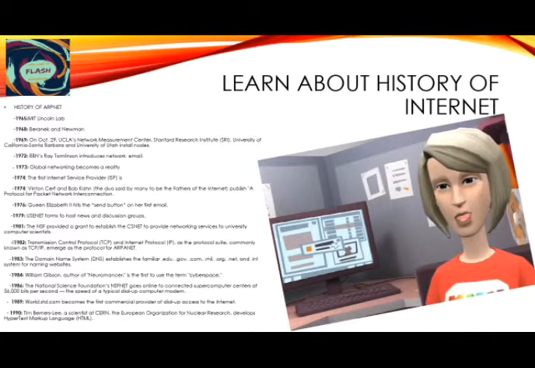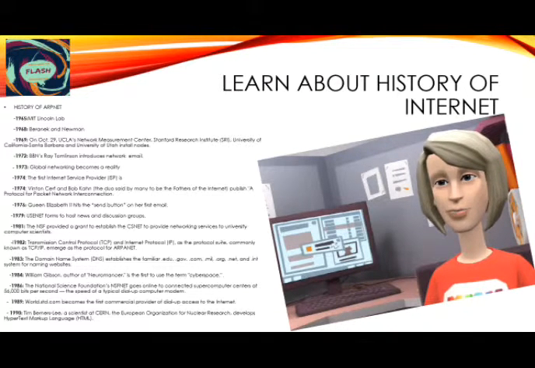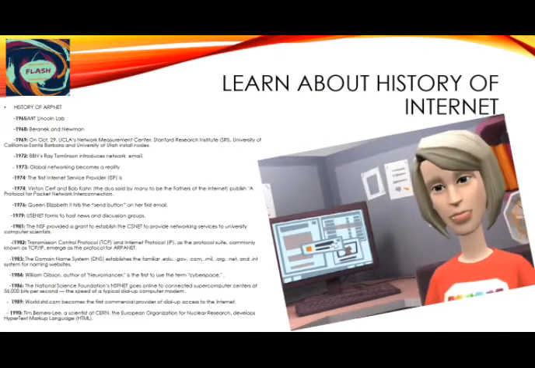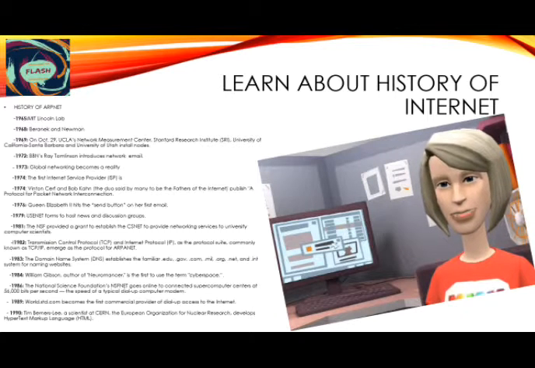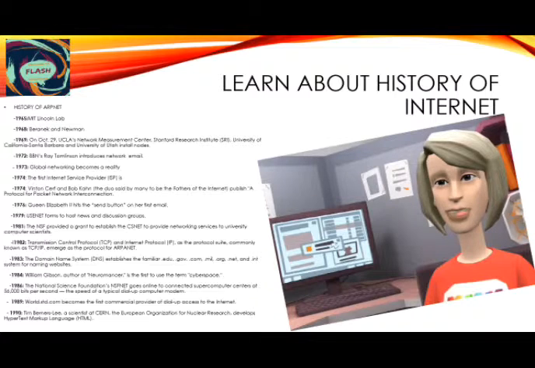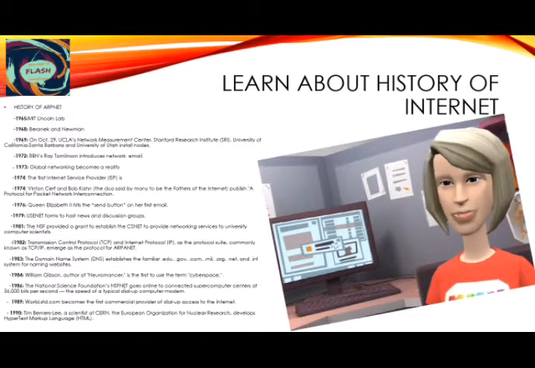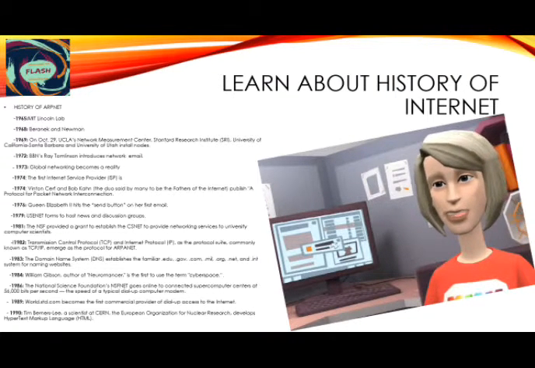In 1982, Transmission Control Protocol, TCP, and Internet Protocol, IP, as the protocol suite commonly known as TCP/IP, emerge as the protocol for ARPANET. This results in the fledgling definition of the Internet as connected TCP/IP networks. TCP/IP remains the standard protocol for the Internet.